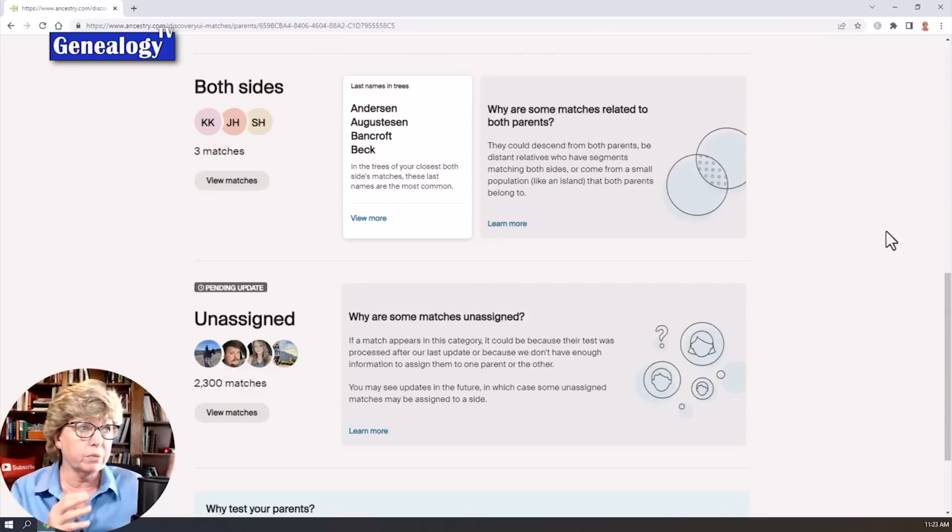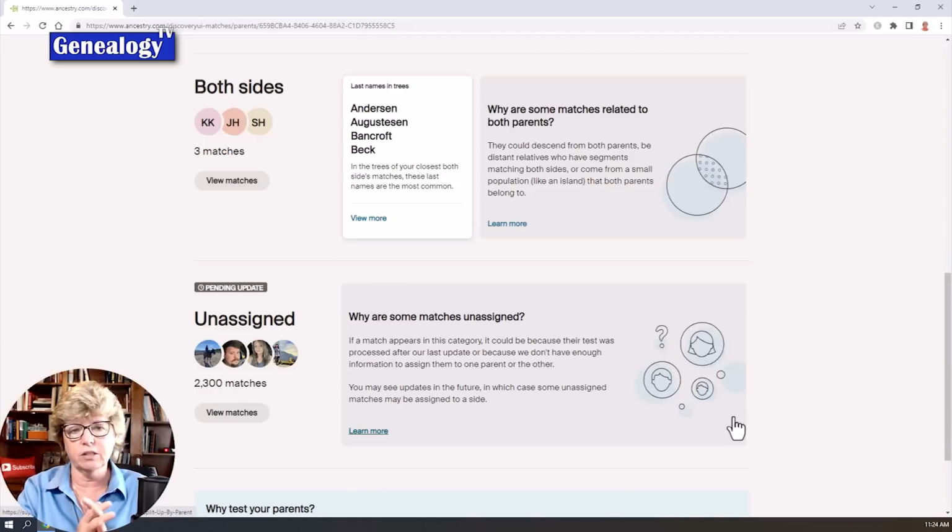Well, for me, both sides happens to be my immediate family. Anybody that descends from both of my parents, my siblings, my daughter, etc., those people are on both sides, which makes sense, right? Okay, and then there's unassigned.